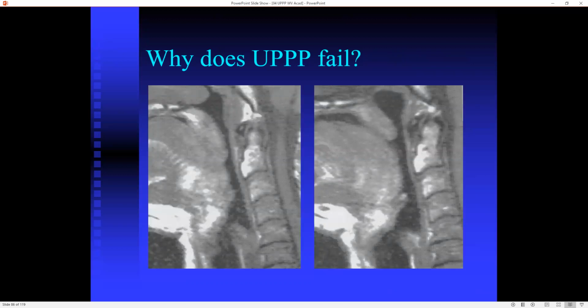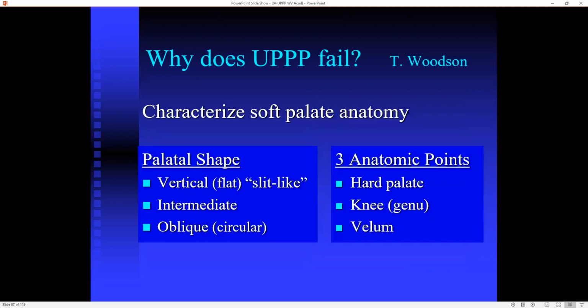Here you see on the left, the palate was shortened, but it still had a retropalatal obstruction compared with the one on the right. But I would be afraid with the one on the right that you get VPI. So he characterized soft palate anatomy based on 3 anatomic points: the hard palate, of course, where it ends; the velum, which is the lower portion; and the genu, which is the bend between the hard palate and the velum. And he characterized it as vertical or slit-like when you're looking with an endoscope.